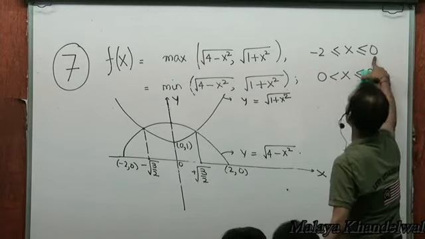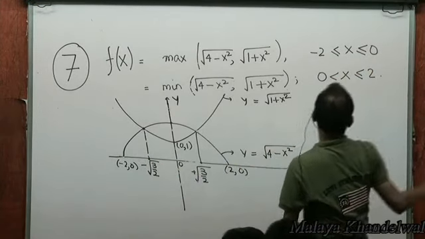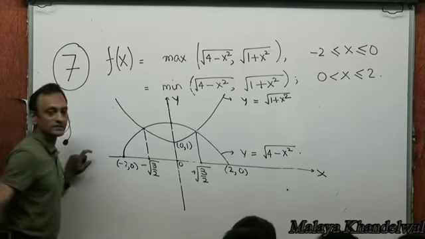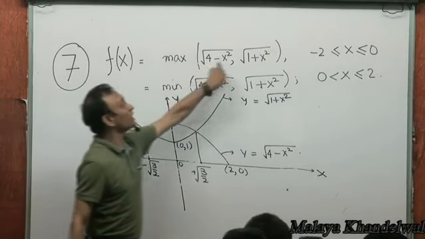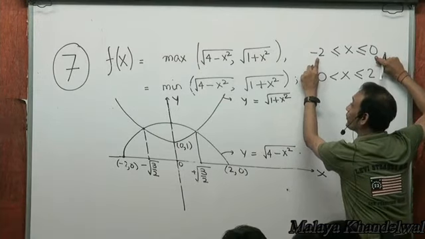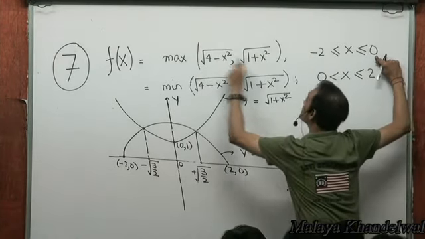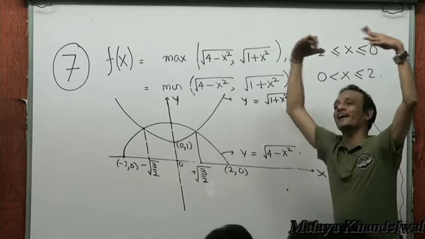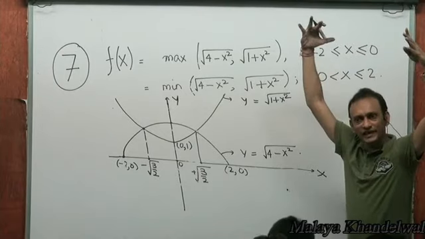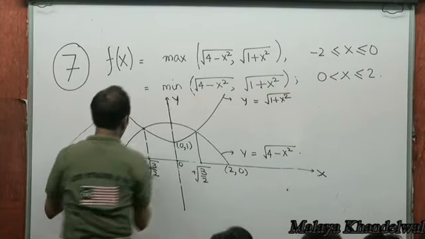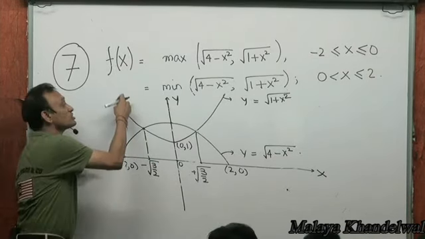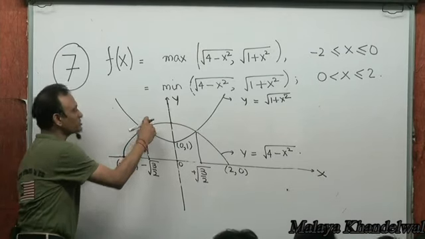Now, from minus 2 to 0, which includes both minus 2 and 0, what prevails is the larger of these two. Between minus 2 and 0, inclusive of the endpoints, what prevails is whichever is larger. That means whichever graph is higher will prevail. Yes or no? Larger means it's going to have a greater y, so it will be higher than the other graph. So then, between minus 2 to minus root 3 by 2, this is larger. Yes or no?